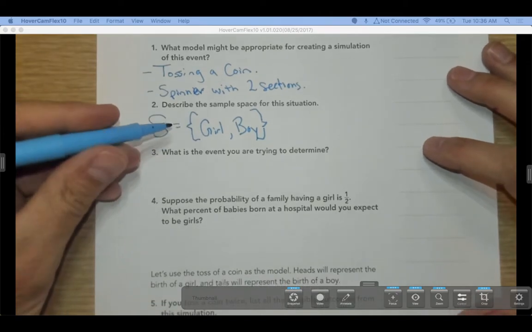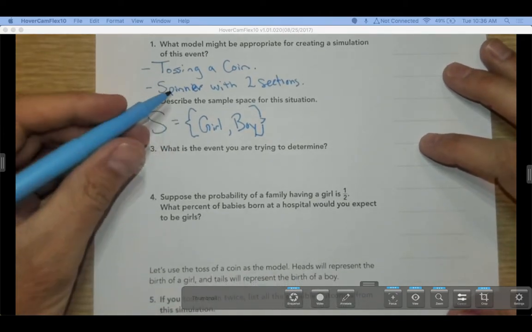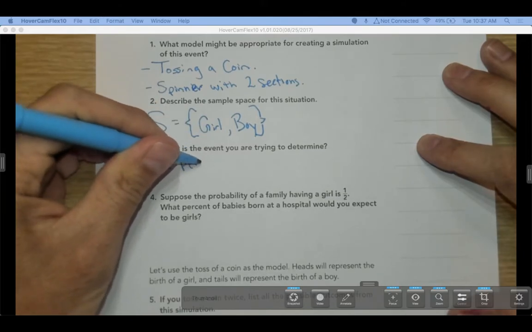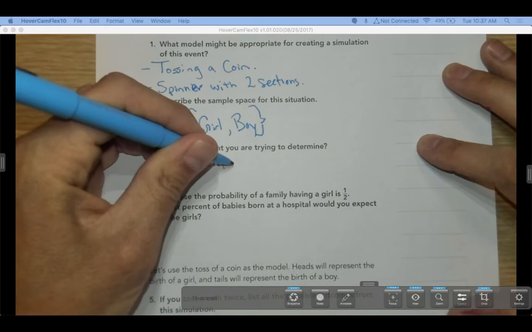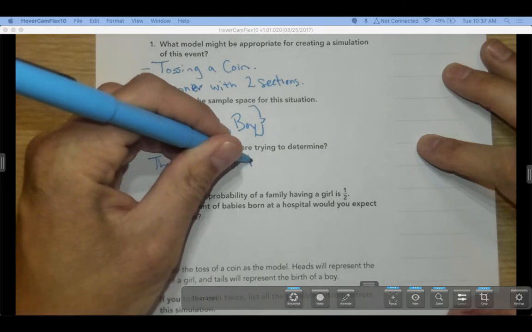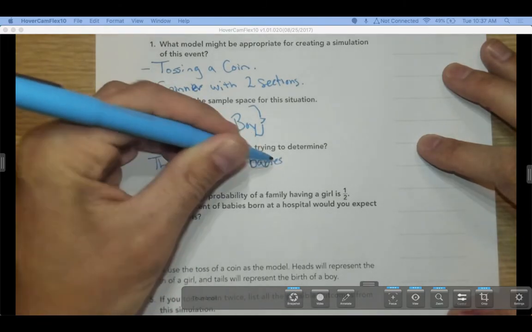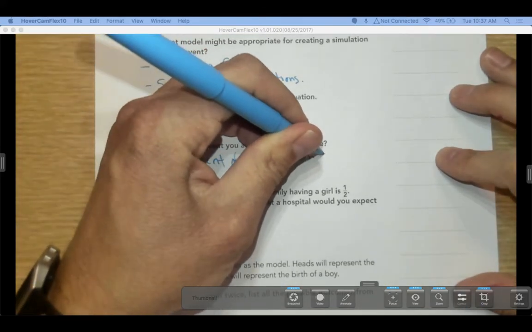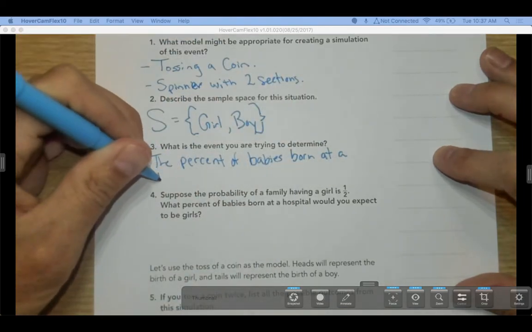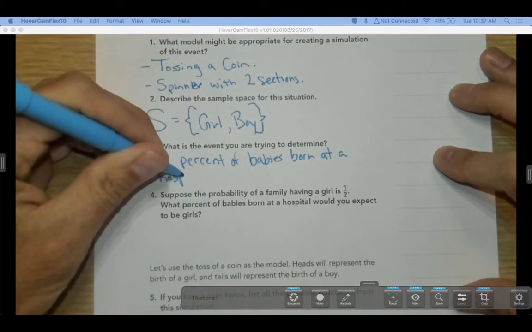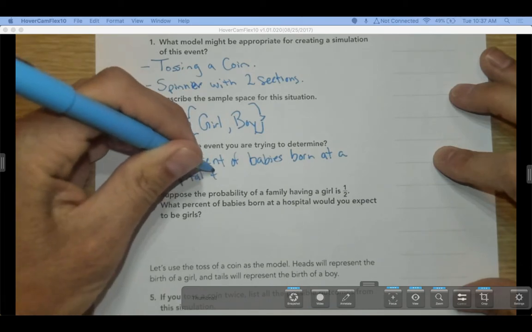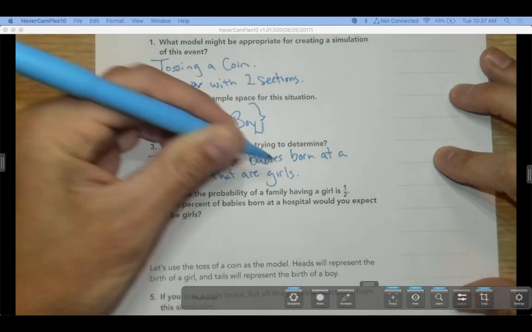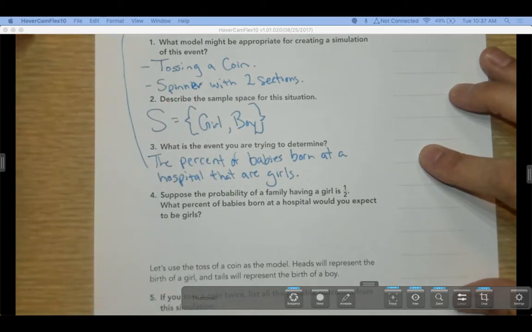What is the event you are trying to determine? The percent of babies born at a hospital that are girls. Just took that from the question right up there.